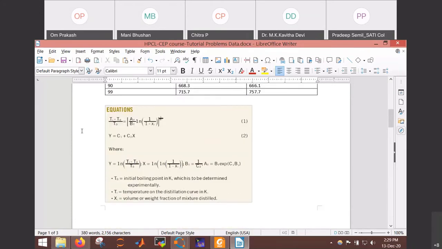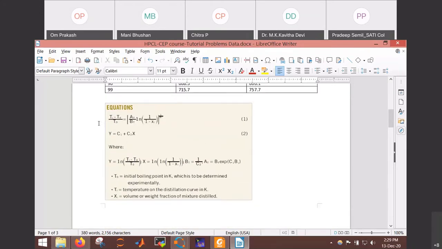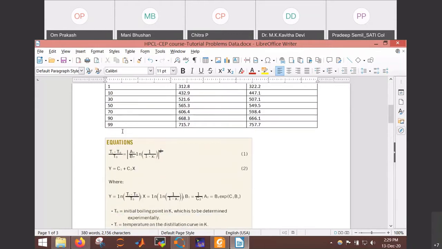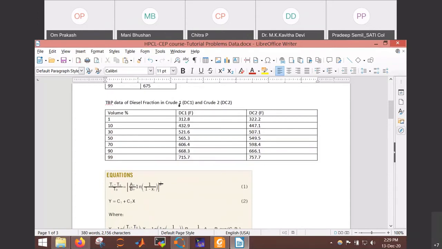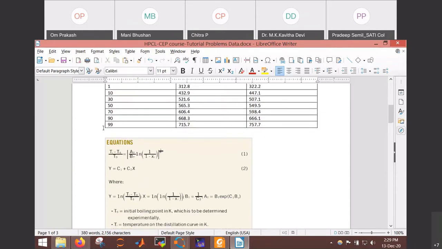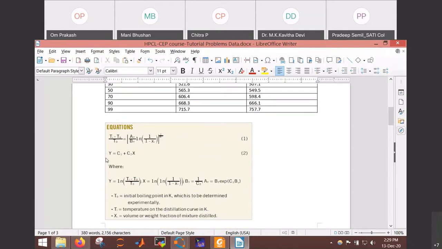So in the paper, it is given that this TBP data, true boiling point data, and the volume fraction follow a certain relation. This is the relation which they follow. Here Ti is the true boiling point, and Xi is the volume fraction, and these are different terms.